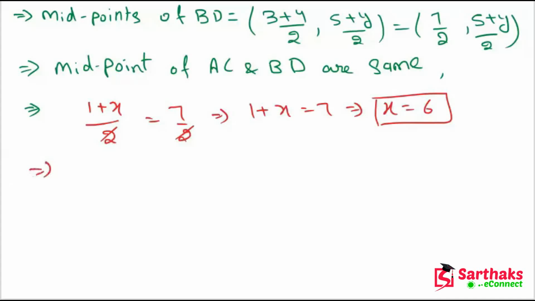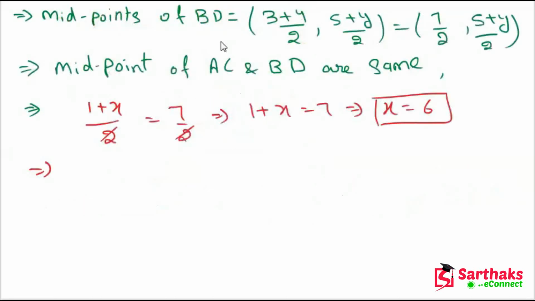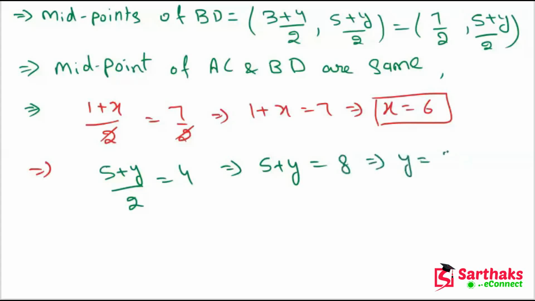Now we compare the y coordinates of both the lines. Here it is 4, and here it is 5 plus y divided by 2. So 5 plus y divided by 2 is equal to 4, and from this 5 plus y is equal to 4 into 2, which is 8. Now y will give 3. So we have x equal to 6 and y equal to 3.